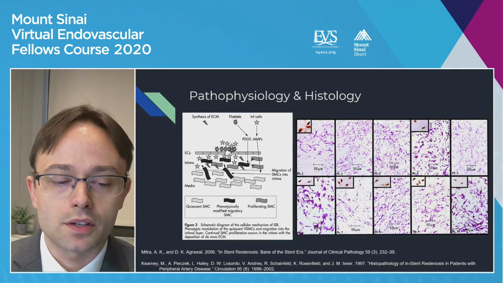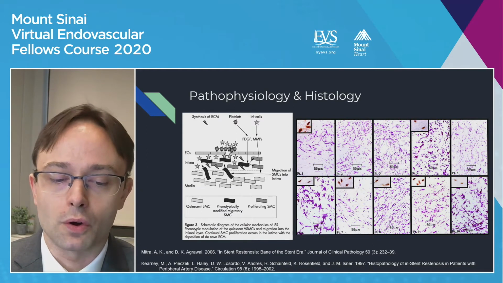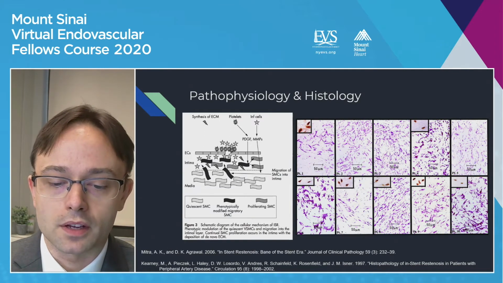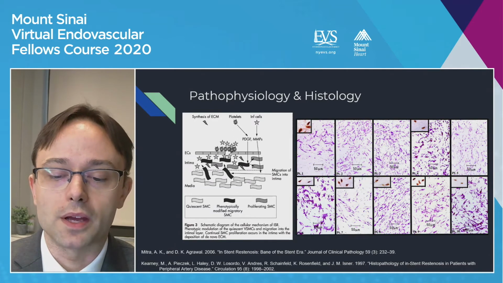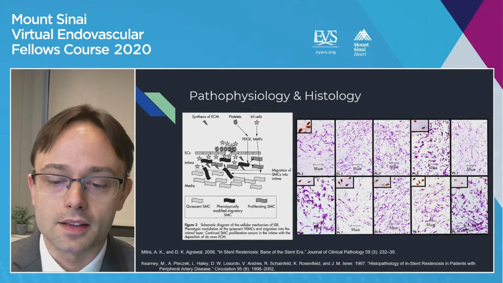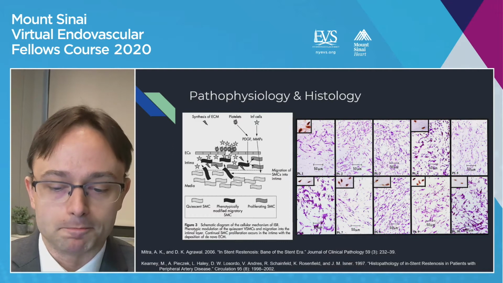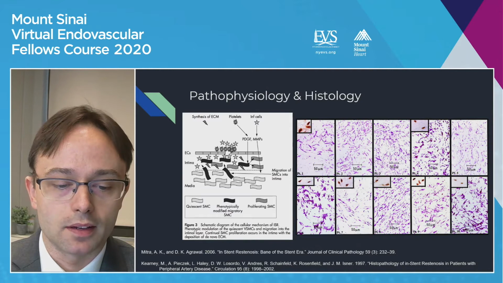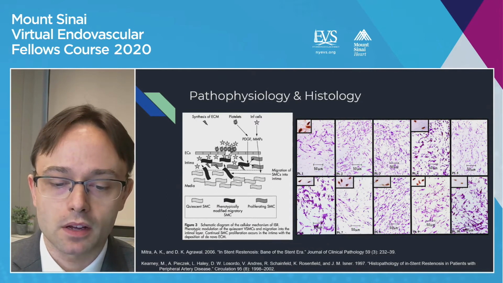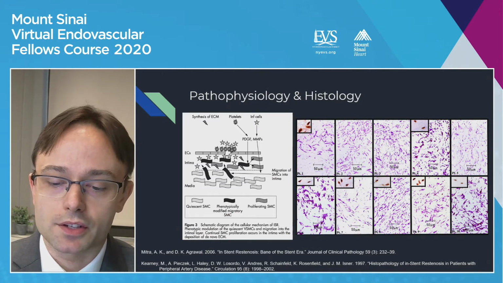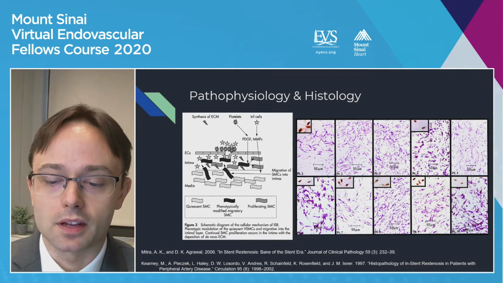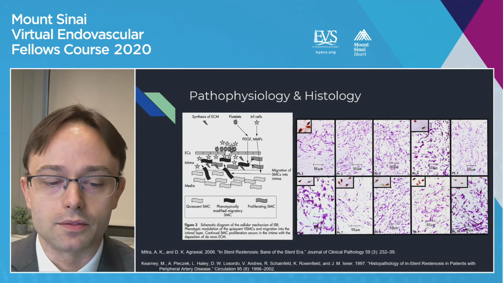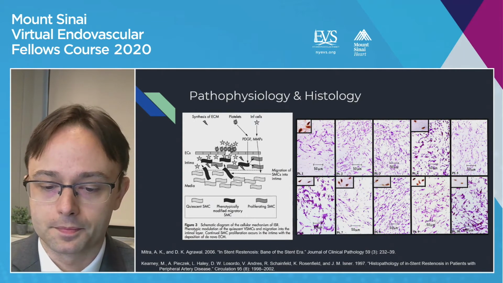The subsequent inflammation causes a cascade of mediators and growth factors that result in migration of vascular smooth muscle cells and increased extracellular matrix deposition in the intima, as shown here. While the process is complex, the main culprit is the activated smooth muscle cell, which can be seen here in sections from 10 patients with in-stent restenosis. And we'll revisit this process throughout our review of in-stent restenosis interventions.